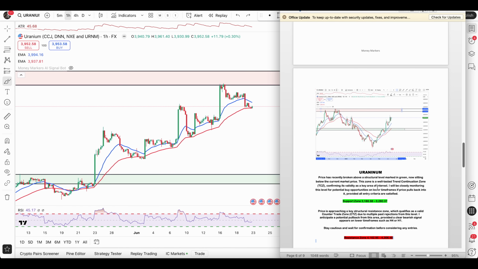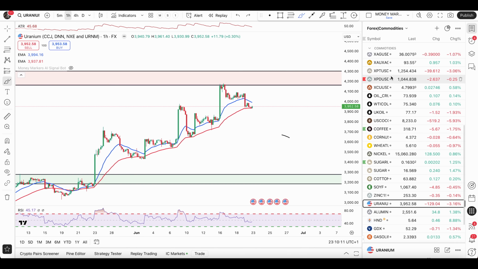nicely fell down. The level below right here, just to give you a tip here, since you're watching my weekend video, now this is the level I'm expecting the price to come down to. If it breaks below 50 EMA, I will sell this market till this level, but with entry conditions. Now, we had a nice take profit hit in USCOCOA.